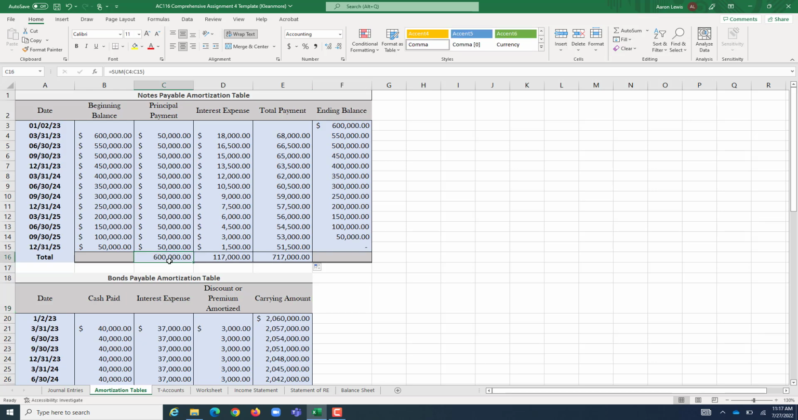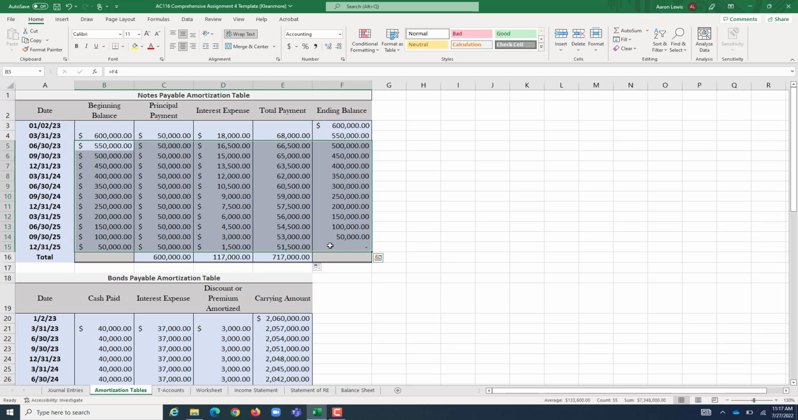$600,000 of it is going to go towards principal, which was our original balance, plus an additional $117,000 in recognized interest. After we make all those payments, we're going to have a debt of 0. We will have paid off our note. Again, same jam as before.